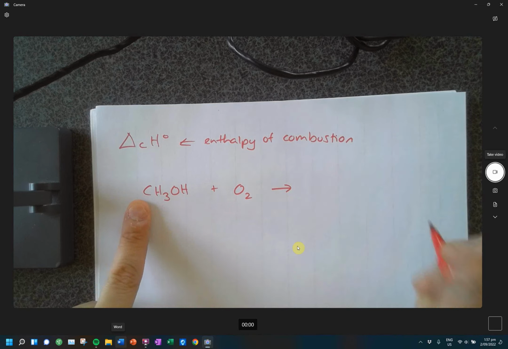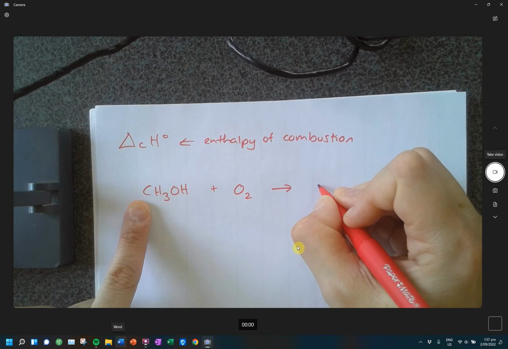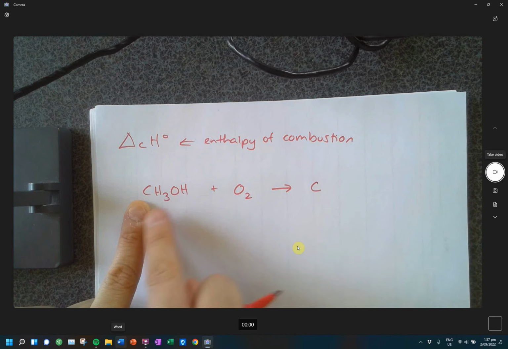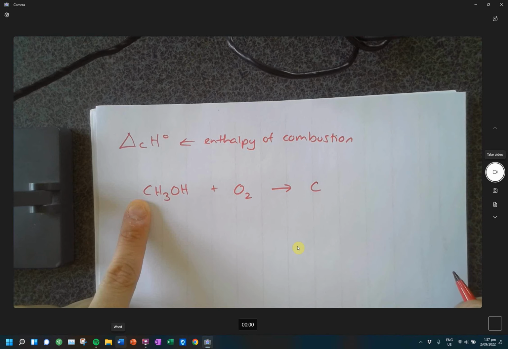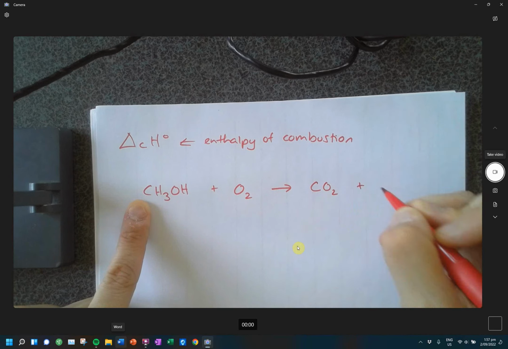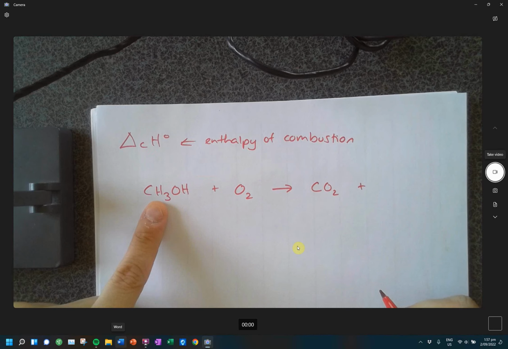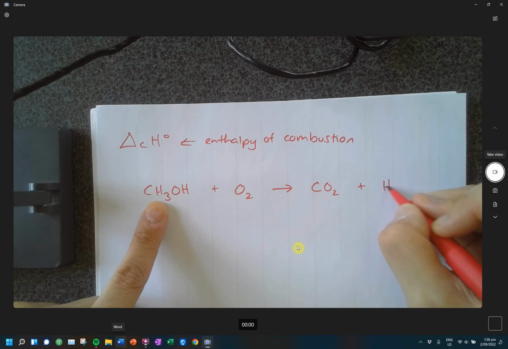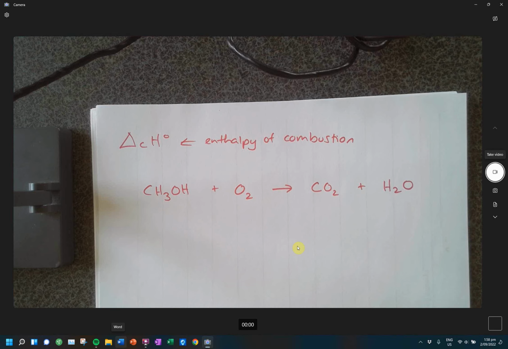So what would I get as a combination, do you think, with carbon and oxygen? Carbon dioxide. Yeah. And what do you think I would get with the hydrogen? Hydrogen and oxygen, what would happen? Water. Yeah, just water. So when you're burning things, you're just thinking about how do I combine that element with oxygen? Okay?